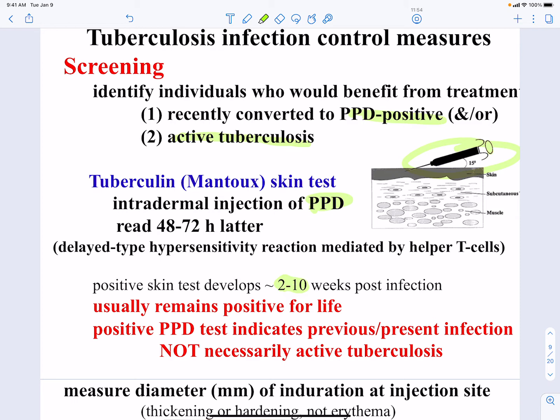Now, a positive PPD test will tell you that you had a previous or present infection, but it does not identify active TB.